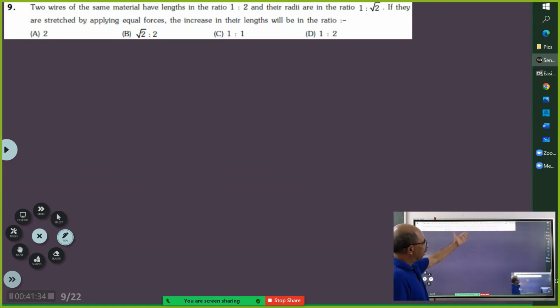See, right away you can see that the numerator is 1. L is coming in the numerator for both. If you write Y is equal to FL by A delta L, A is R square. R square is coming in the denominator, L is coming in the numerator. In L, the first is L and the other one is 2L. And in the denominator, R square and root 2 will come. So 2 will get cancelled. So the increase in their length will be 1:2. Yes.